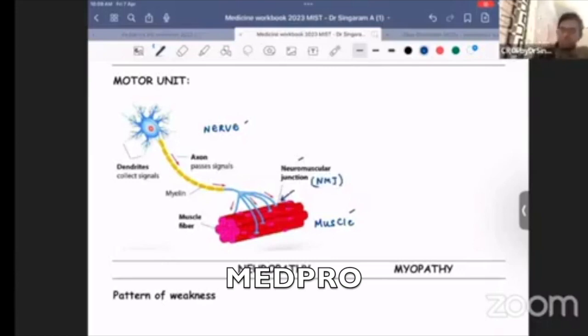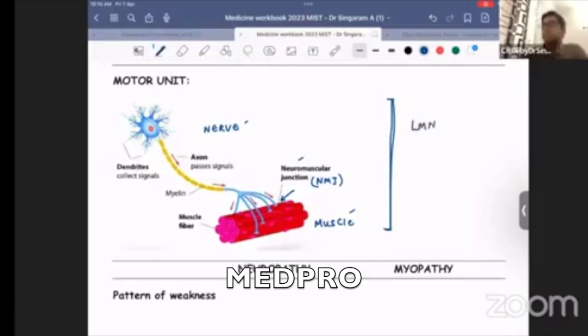Now tell me, what is this area which we are talking about? Is it an upper motor neuron area or a lower motor neuron area? Simple question. It is the spinal nerves along with the muscle. It is a lower motor neuron area.